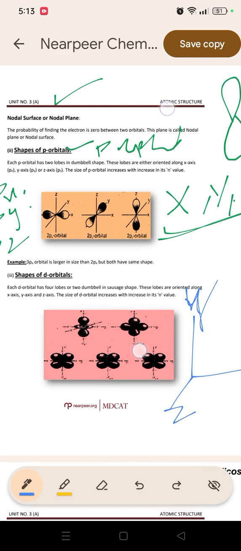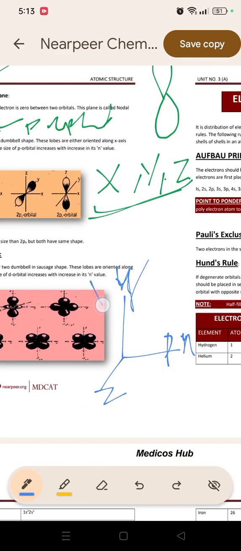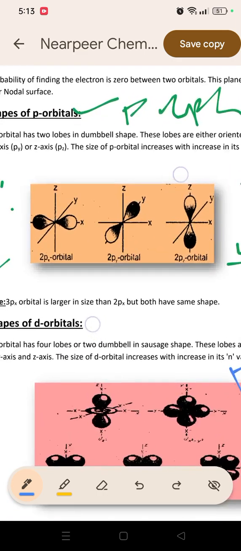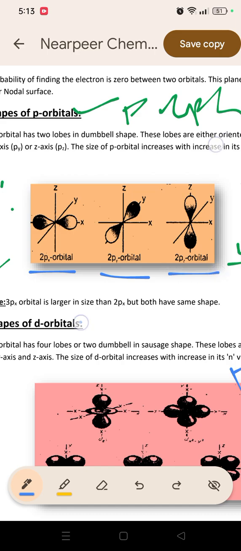And we also represent them by px, py and pz. You can see this picture, it's like the 2px orbital, 2py orbital, 2pz orbital. So I'm sure it's clear.